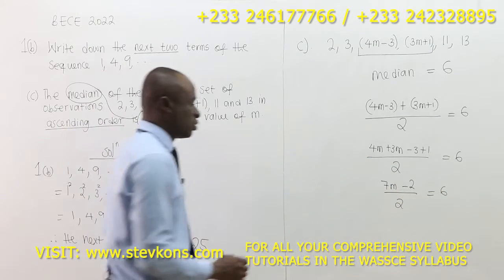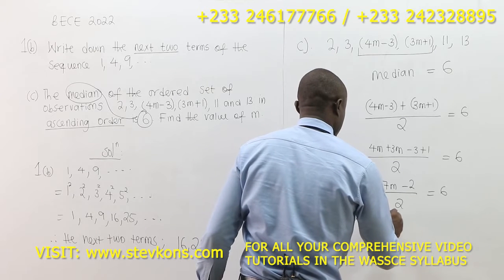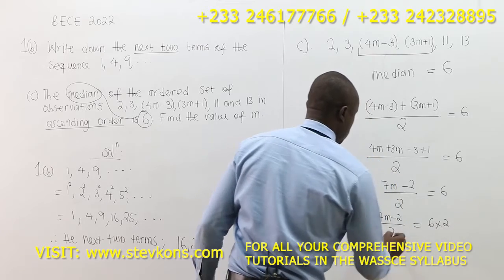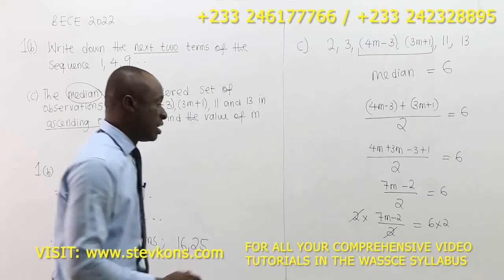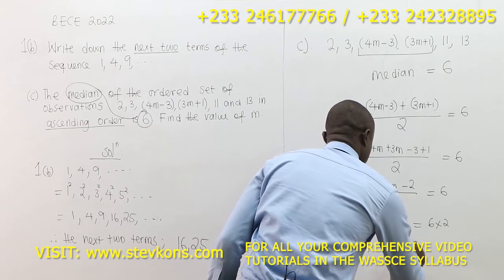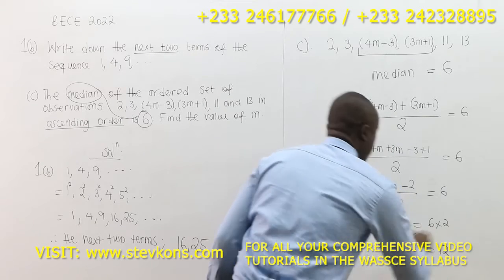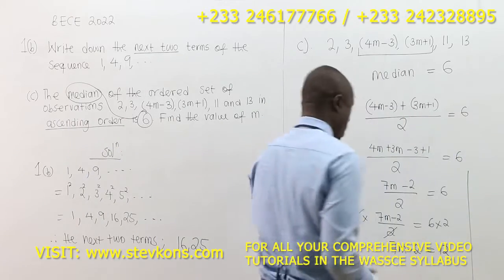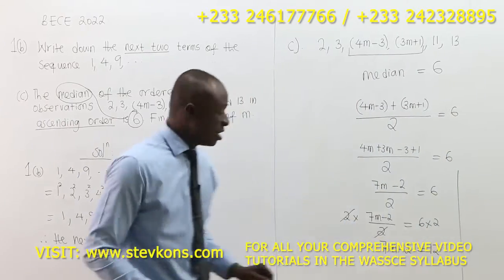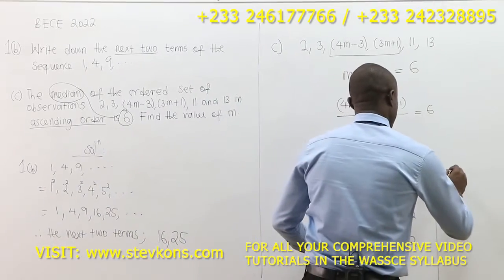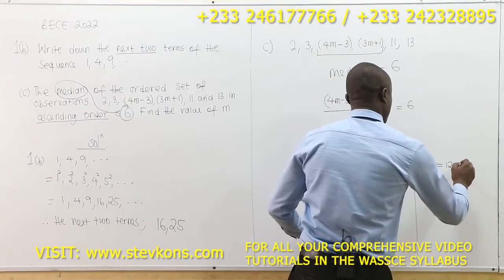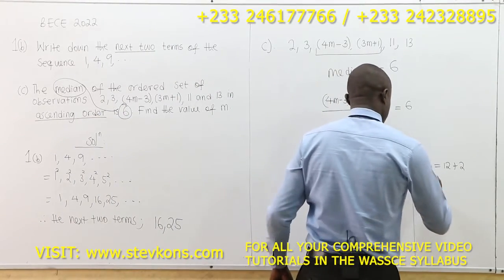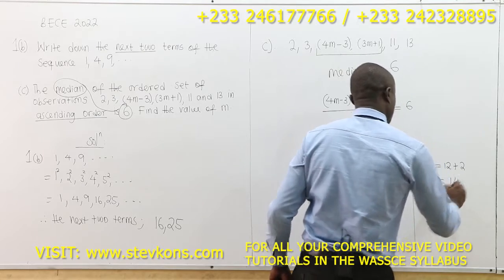What's the LCM? LCM is 2. So we have 2 times 7m minus 2 over 2, and 6 times 2. The 2s cancel out. So we have 7m minus 2 equals 12. 6 times 2 is equal to 12. We are working for m. Group like terms. Negative 2 crosses over, becoming positive 2. So we have 7m equal to 12 plus 2. Now we have 7m, 12 plus 2, we have 14.